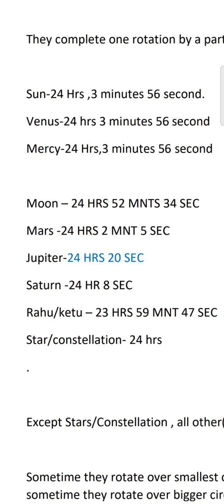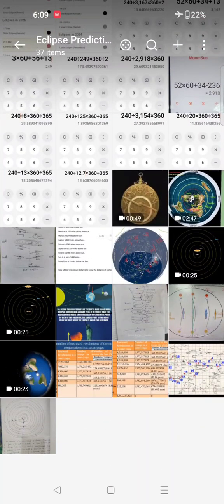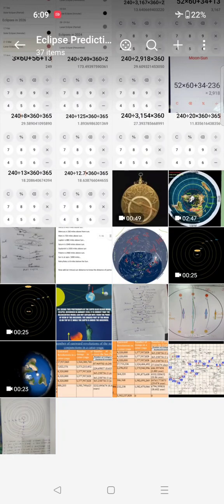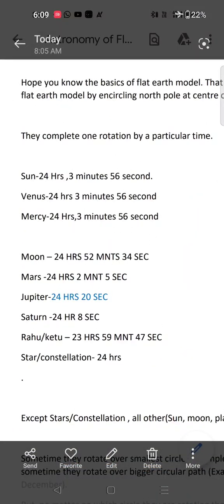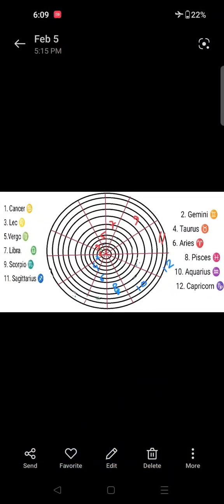So the Sun takes 24 hours 3 minutes 56 seconds, the Moon takes 24 hours 52 minutes 34 seconds, and likewise Mars is 24 hours 2 minutes 5 seconds. Everyone is completing one rotation in a particular time like this. This time gap is our main thing. But before that, let's look at the constellation positions on our sky.